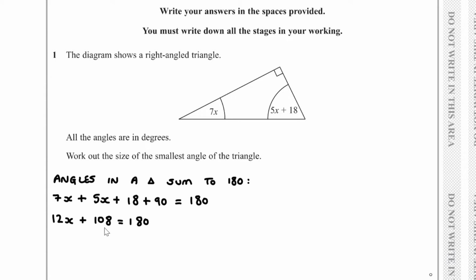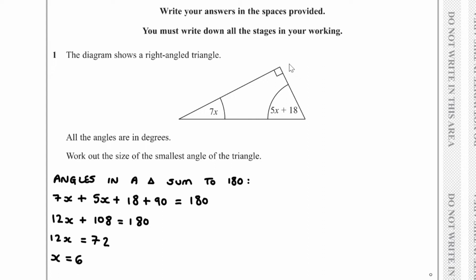Now if we subtract 108 from both sides, 12x is equal to 180 take away 108, which is 72. And if we divide both sides by 12, x is equal to 72 divided by 12, which is 6. Now that we know what x is, we need to find out what the smallest angle is.